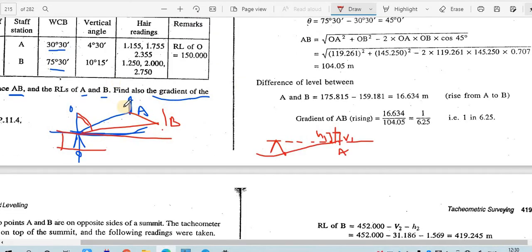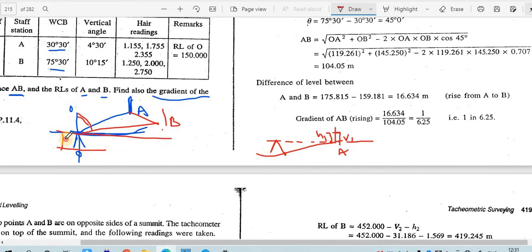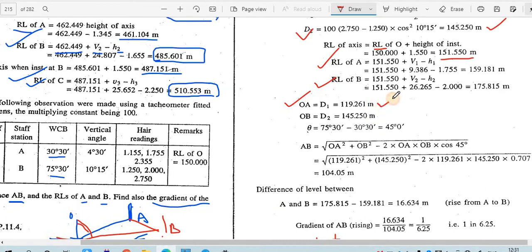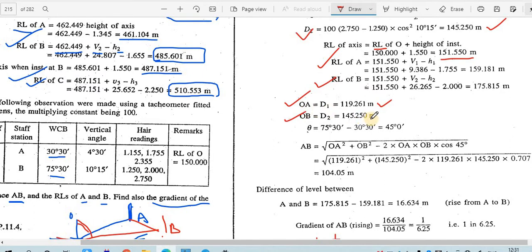The only twist in this question is related to the horizontal distance, because in the previous questions the points were in a straight line, but in this case the points are not in a straight line, so we need to use a different technique to calculate the distance between A and B. We have got the value of OA. So this is your instrument station point O. We have got the horizontal distance OA, which is coming out to be 191.261. We have got the horizontal distance OB, which is coming out to be 145.520.